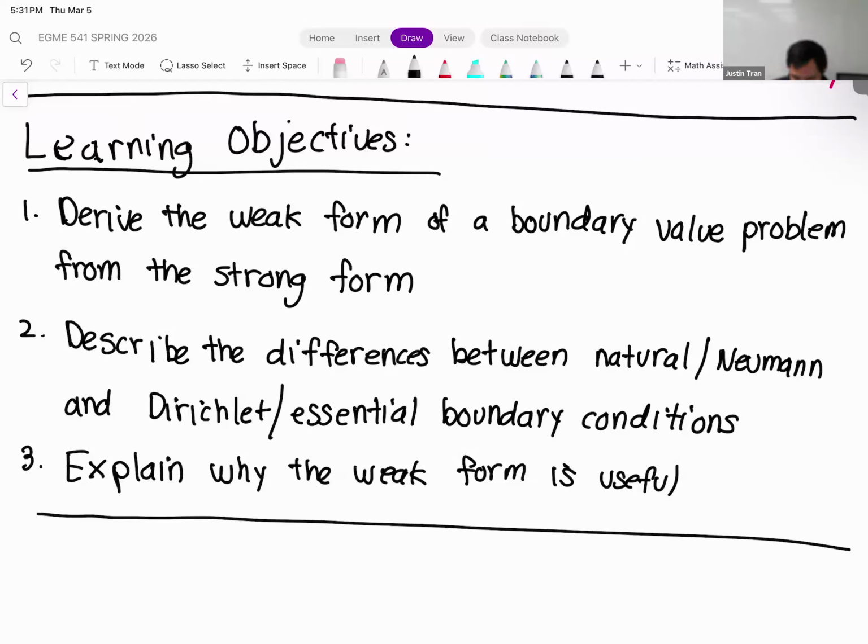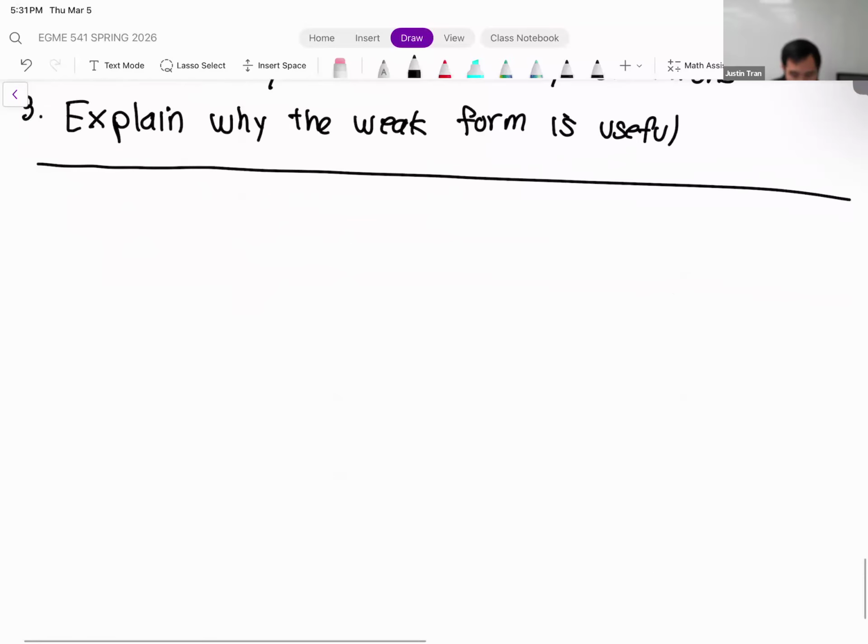All right, let's go ahead and get started. The subject for today actually has nothing to do with finite elements. We're going to go over what are called the strong and weak forms of boundary value problems.